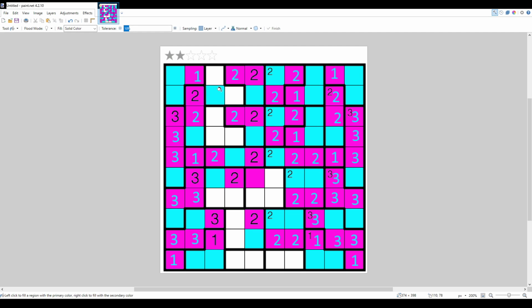Okay, now this answers the question, does it go 1 this way or 1 this way? Well, it can't go 1 this way because then it would touch a 1 again. So that would have to be blue, and this has to be purple. So this is 1 down here.